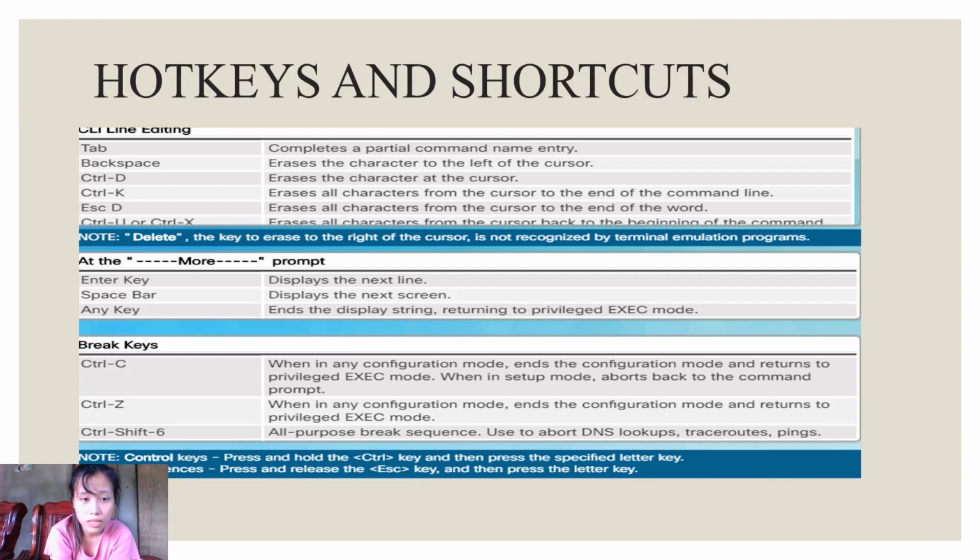The backspace, of course, erases the character to the left of the cursor. Control D erases the character at the cursor. So the difference between backspace and Control D is that backspace erases the character to the left of the cursor, while Control D erases the character at the cursor. The other one we have is Control K, which erases all characters from the cursor to the end of the command line.